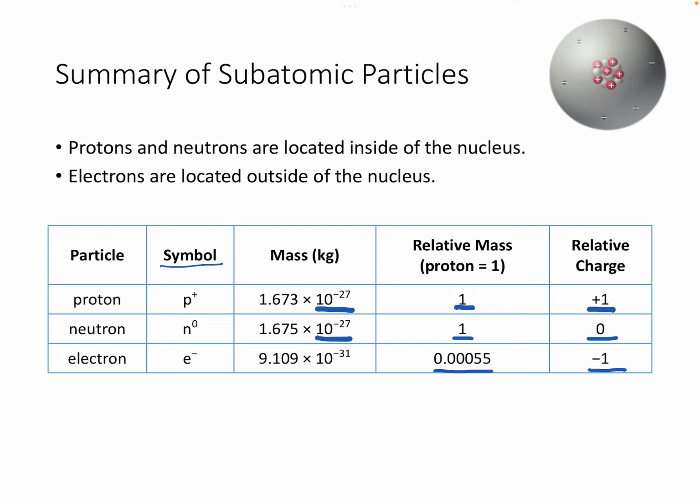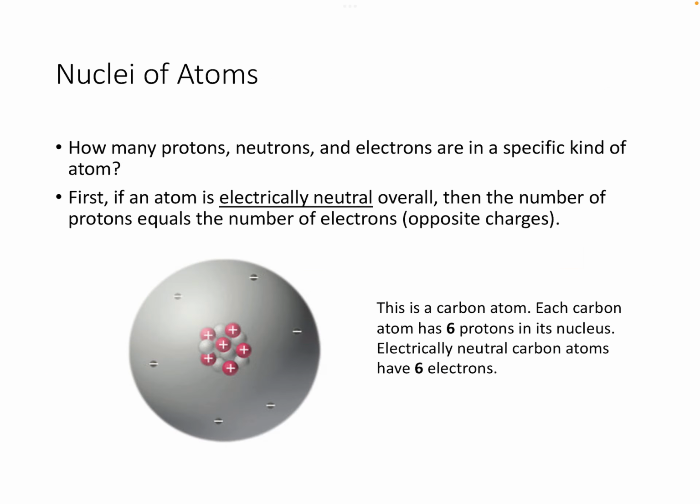All right, so I think I'll stop the video here now that we've talked about atoms and their structure. And next time, we'll start getting into the nuclei and how we figure out how many protons, electrons, and neutrons an atom has.